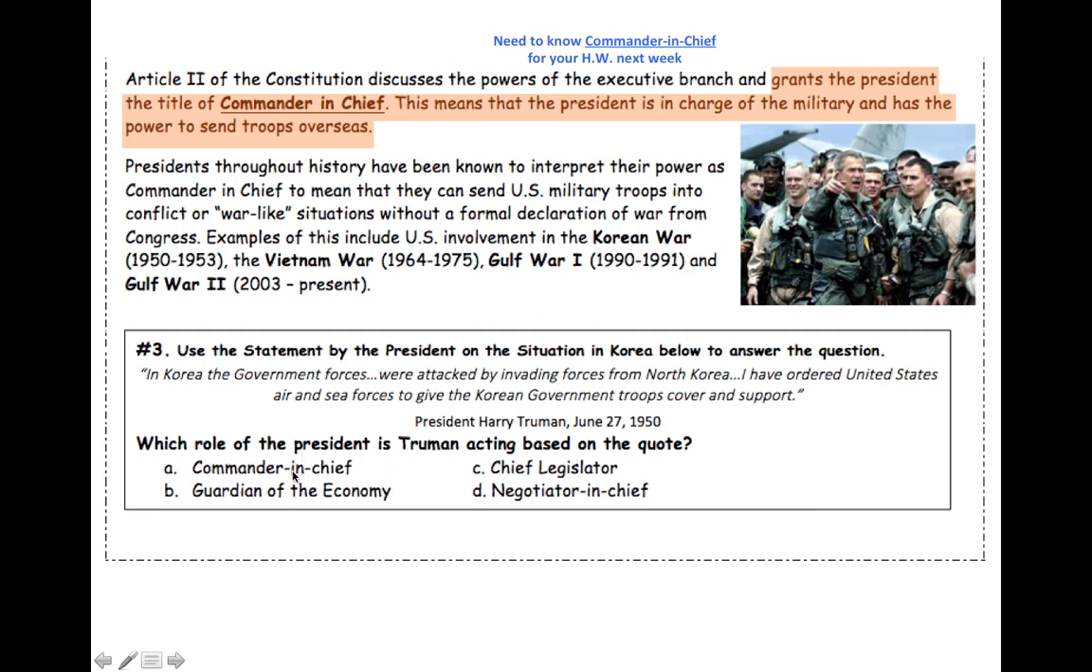Which role of the President is Truman acting based on the quote? Is he acting as the Commander-in-Chief? Is he acting as the guardian of the economy? Is he acting as our chief legislator? Or is he acting as the negotiator-in-chief? Choose A, B, C, or D, and write that down as your answer for number 3.